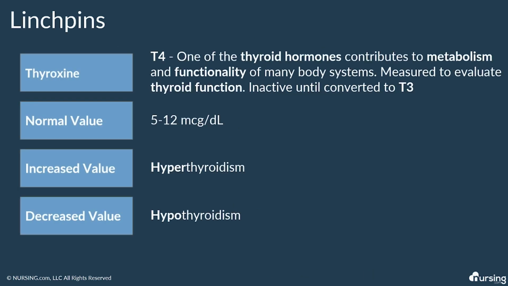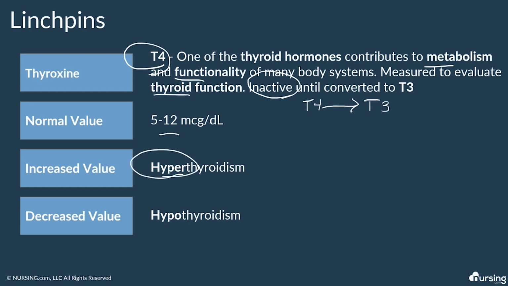Thyroxine, T4, is one of the thyroid hormones. It contributes largely to metabolism and functionality of many body systems. It's measured to evaluate thyroid function. And recall, it's inactive until it gets converted into T3. Normal values are between 5 and 12 micrograms per deciliter. When values are increased, we've got too much, we've got hyperthyroidism. When they're decreased, there's too little, that's hypothyroidism.